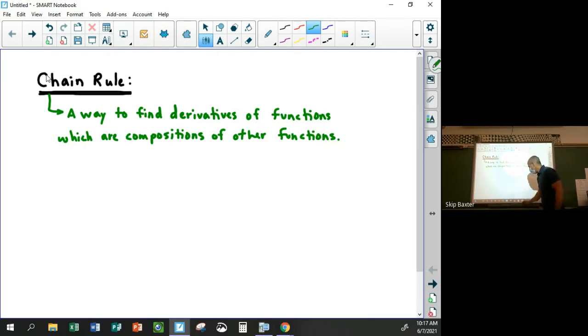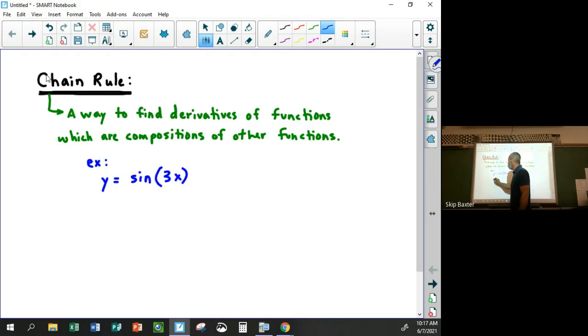For example, we know how to find the derivative of sine x, it's just cosine x, right? But we don't know how to find the derivative of y equals sine of 3x, for example. This is a composition of 2 functions. And we don't know how to find the derivative of y equals sine to the 5th of x, right? So even though we know how to find the derivative of sine x, we don't know how to find the derivative of these 2 functions because they're compositions of sine with something else. Okay?